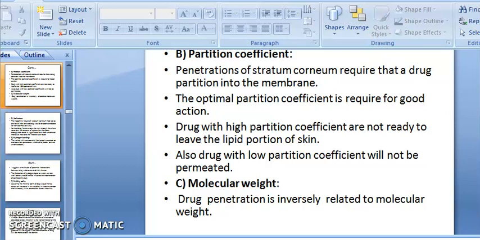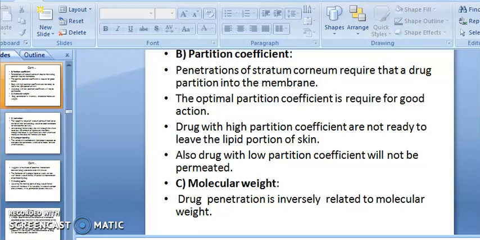Drugs with high partition coefficient are not ready to leave the liquid portion on the skin. If your drug has a high partition coefficient, it will not be acceptable or good for penetration. Also, a drug with a low partition coefficient will not permeate, or a low concentration will not give the desirable effect. It means that there should be an optimum level.